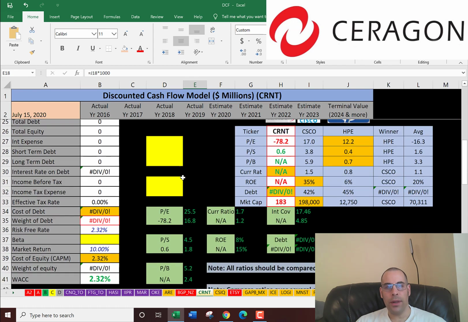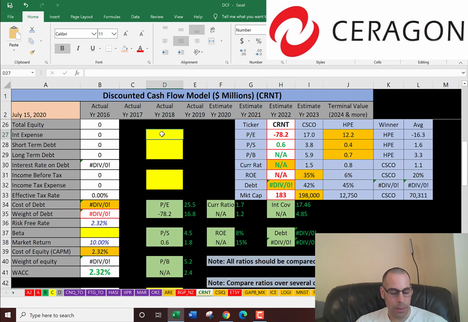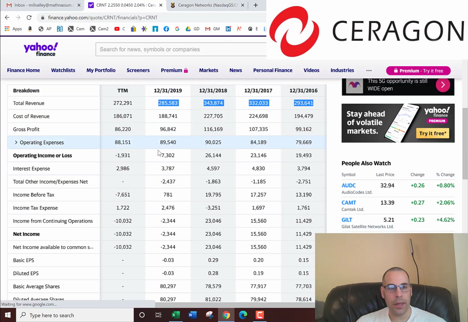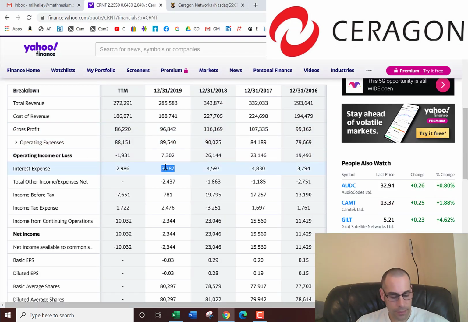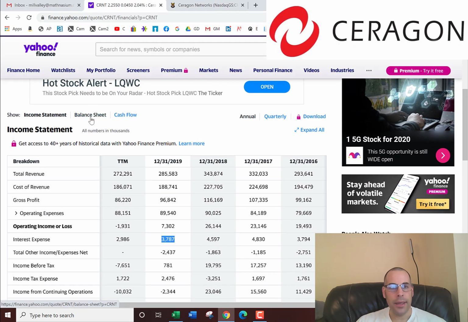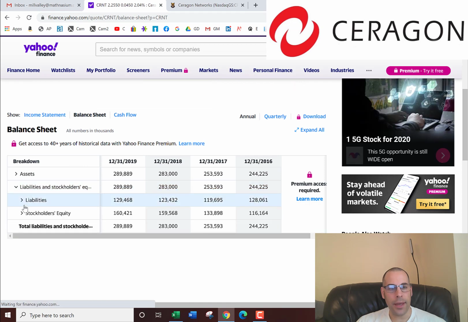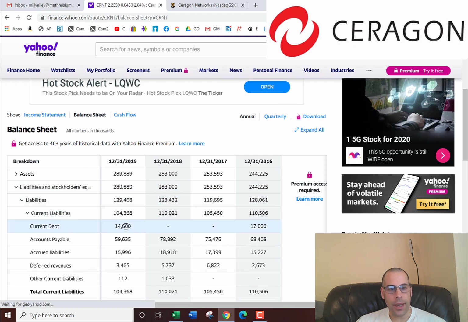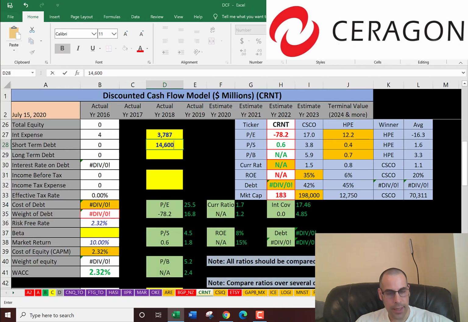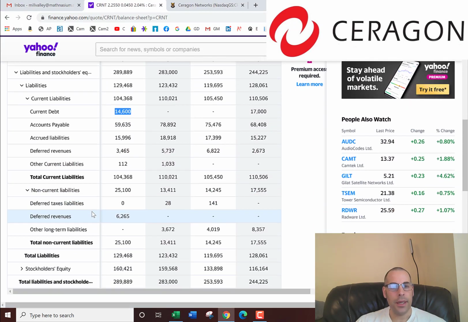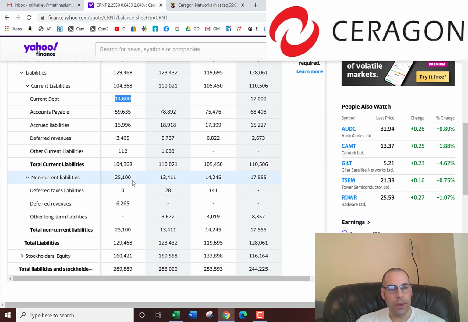Let's move forward. Let's figure out the capital structure of the company so we know what discount rate to apply to the future cash flows. They pay $3.8 million of interest on their debt. And we'll go to the balance sheet to see how much debt they have. Current debt is $14.6 million. That's debt due within 12 months. And they don't have any long-term debt.